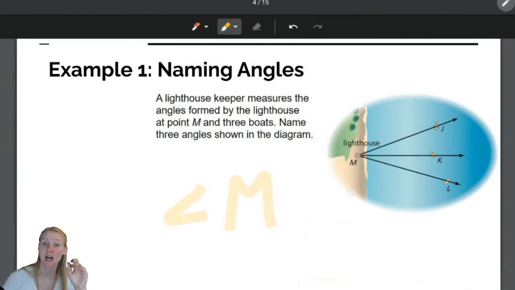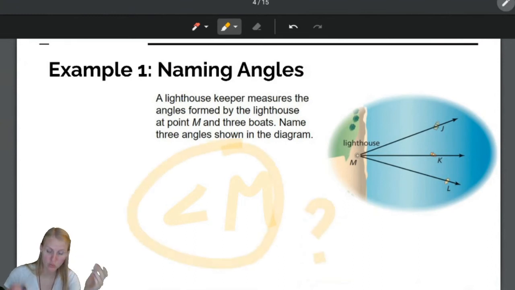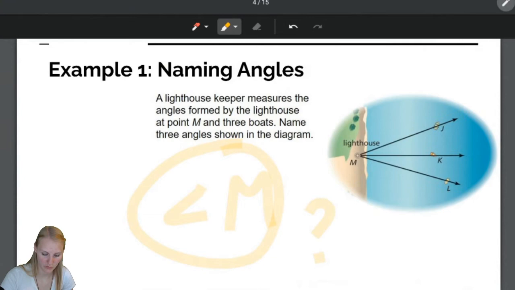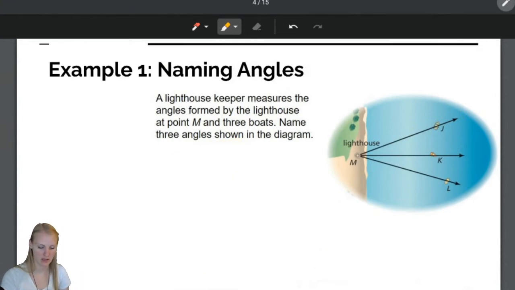No, I cannot. If you say angle M, which one are you talking about? Are you talking about this one? Are you talking about this one? They all have an M in common. I don't know which one you're talking about. So, do not call them angle M.